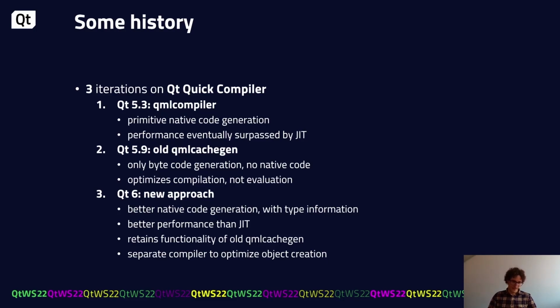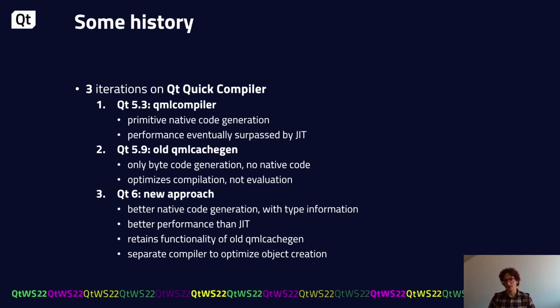In Qt 5.9, QML Cache was introduced. QML Cache, however, does not really generate native code. It generates the same bytecode we use nowadays to feed the interpreter and to generate native code by using the JIT. So what it does is it optimizes the compilation step, not the evaluation step.